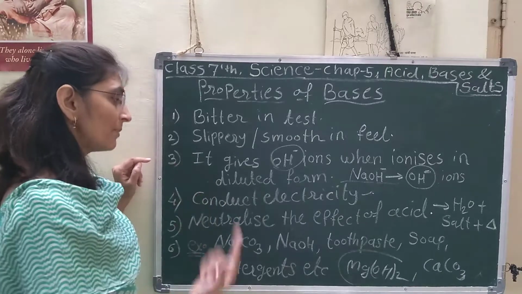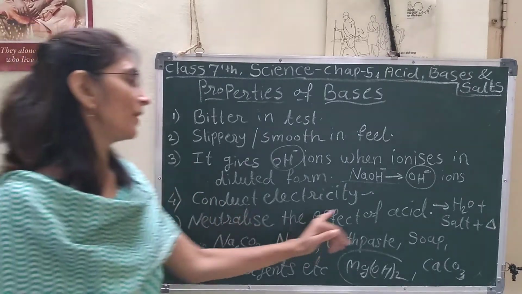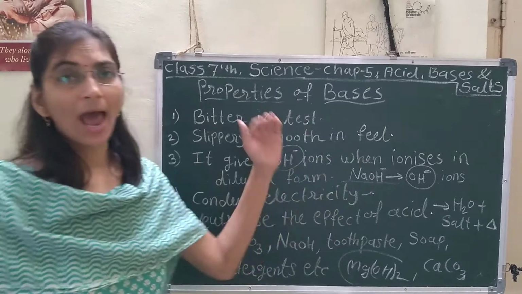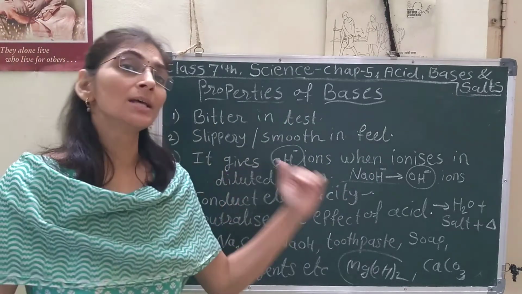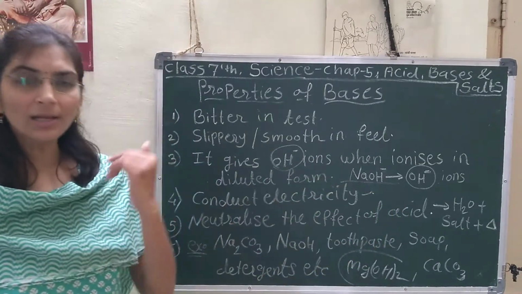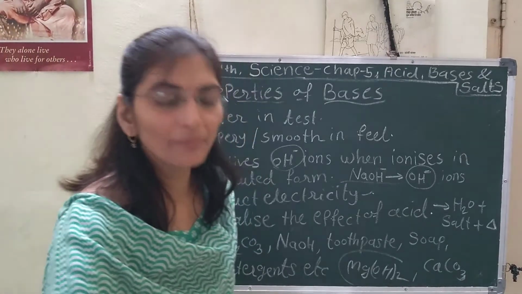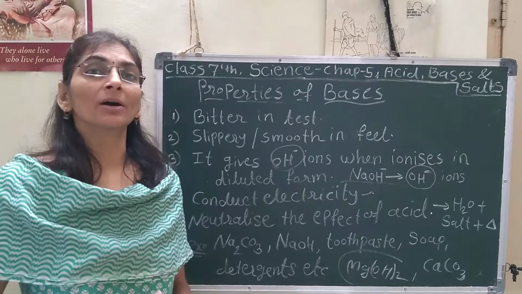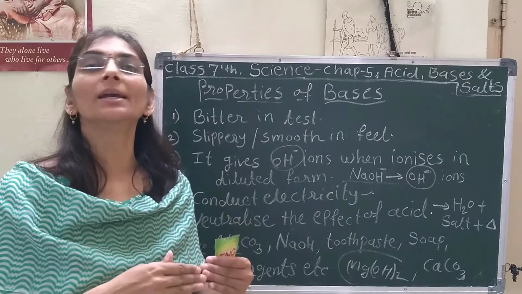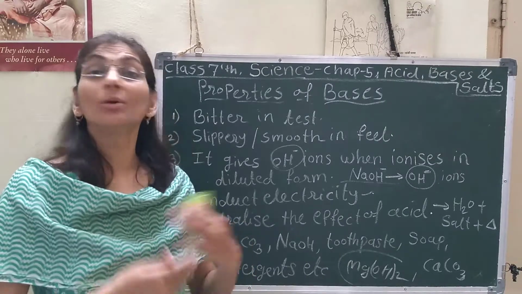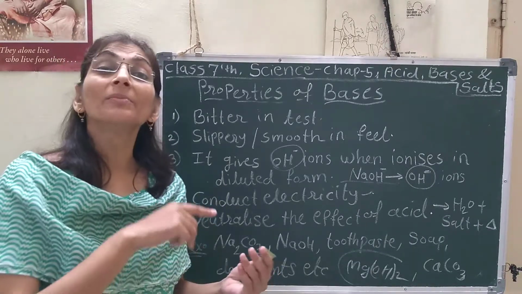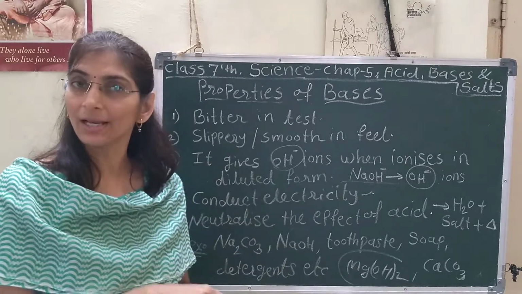The next point, also very important: bases neutralize the effect of acid. Acids neutralize the effect of bases, as well as bases neutralize the effect of acids. We have discussed this before also. When we feel acidic in the stomach, it means there is an excess of hydrochloric acid in our stomach. When we eat the wrong things, we feel acidic, right? It is because of the presence of excess hydrochloric acid in our stomach.